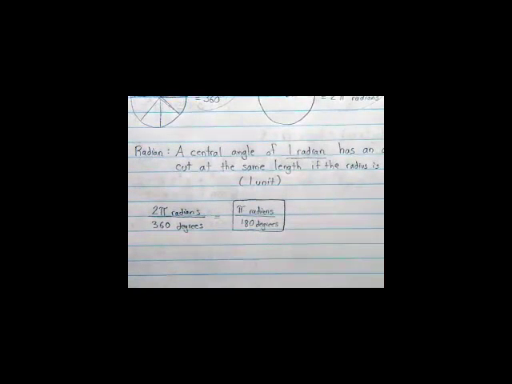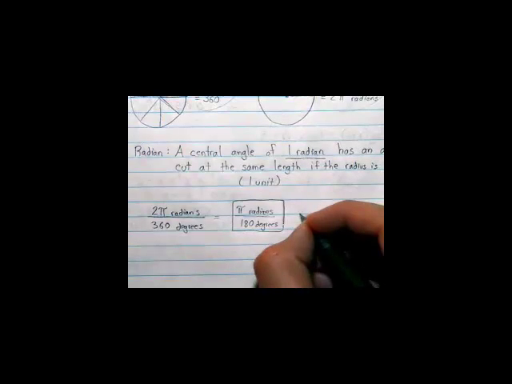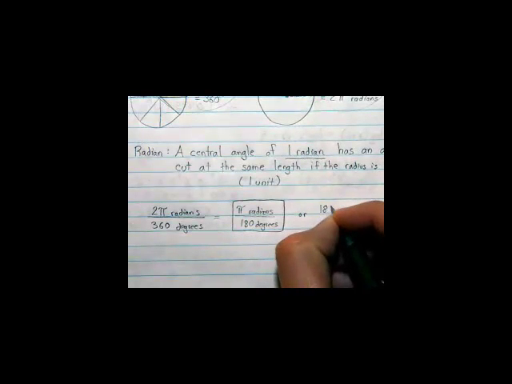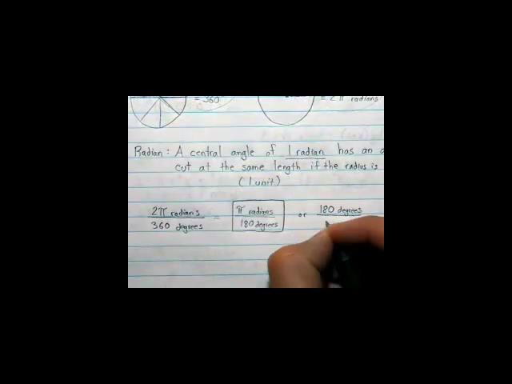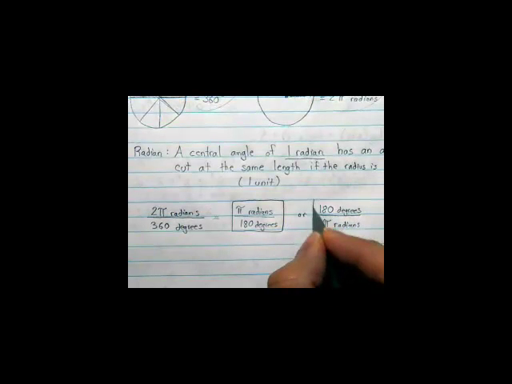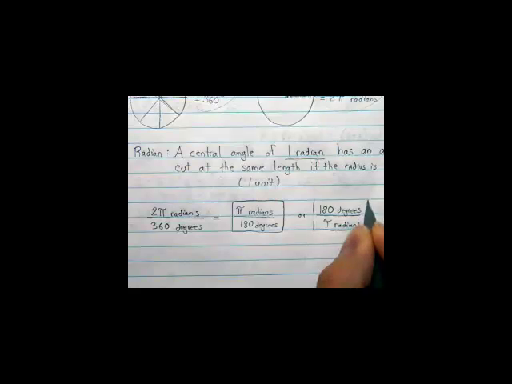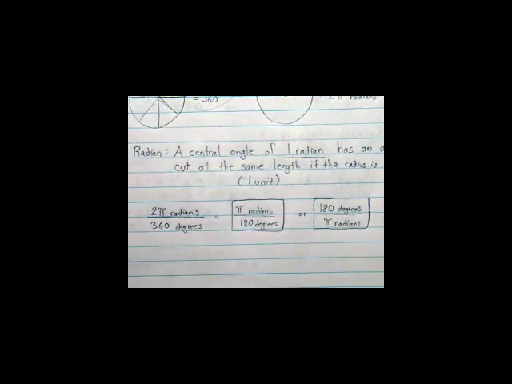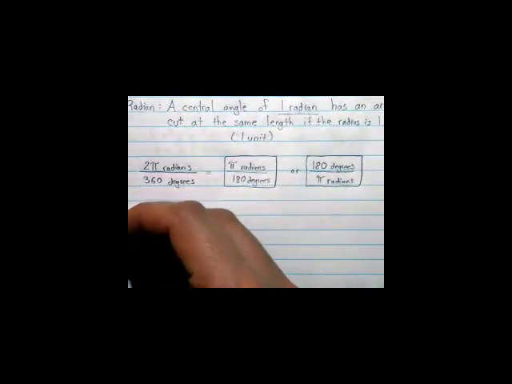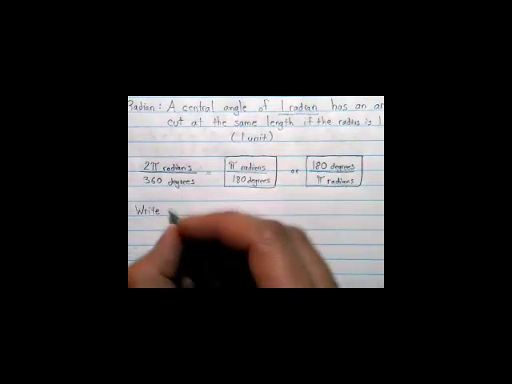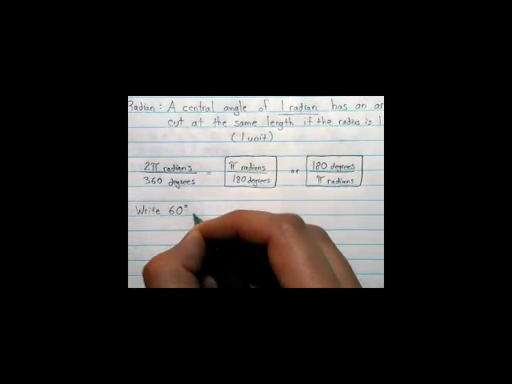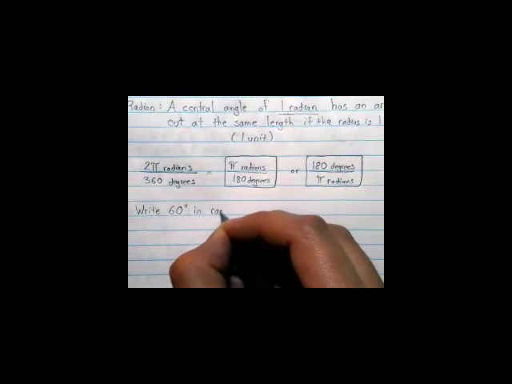But I could have just as easily made this fraction the other way. So we also have 180 degrees in every pi radians. And it just depends on how you want to convert as to which one of these two fractions you're going to use. Okay, so to give you an example, let's say I want to write 60 degrees in radians.